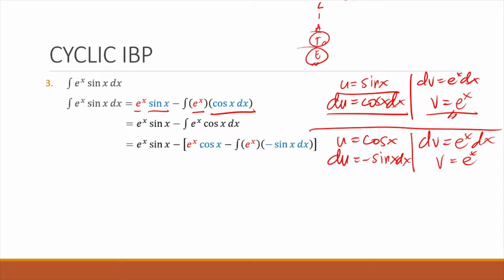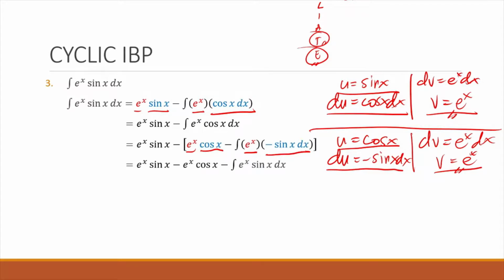All right, u times v, u in this case is cosine x, right? v is still e raised to x, minus integral of v, v again is e raised to x, and then du is negative sine x dx. Okay, so let me just rewrite this one. All in all, we have e raised to x sine x minus e raised to x cosine x minus integral of e raised to x sine x dx.